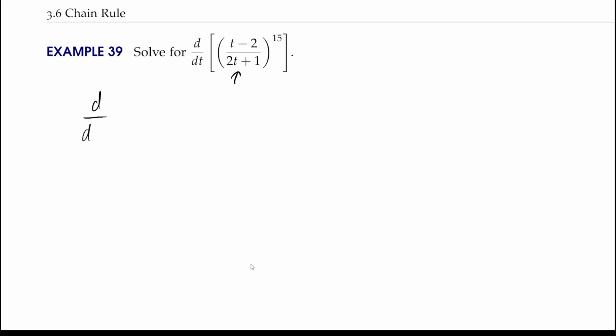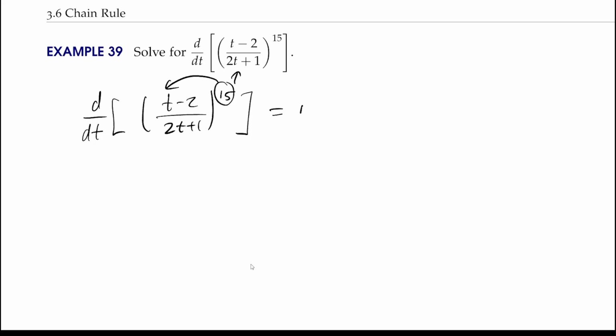We're going to do d/dt of (t minus 2 over 2t plus 1) to the 15th power. And I apply my outside derivative as normal. So my outside derivative, when I use power rule, says, hey, bring the power down. I'm going to leave the inside totally alone. I don't change anything to it. And then I'm going to subtract 1 from it.